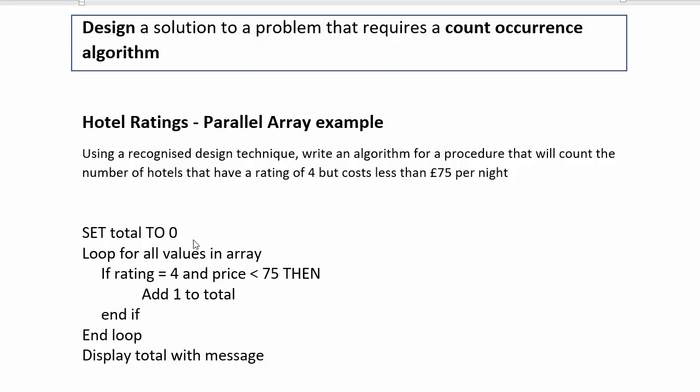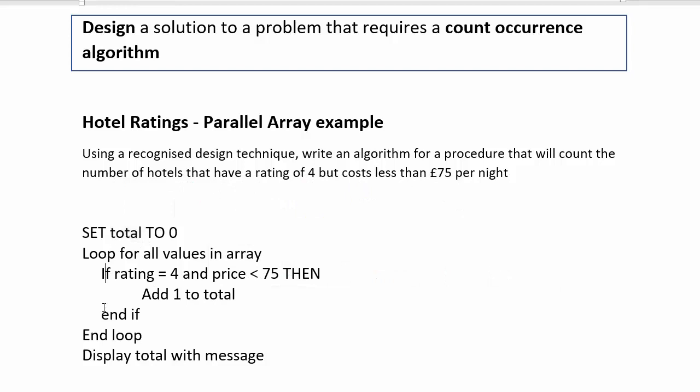Okay, what we then do is we just loop through all the values in the array, and remember it is pseudocode, so you can word it like that if you know how many elements there are in it. So if you know there's 100 hotels or 100 movies or whatever, you can just say look for all 100, but it's fairly flexible. So you've got the fixed loop, start and end. You've then got your if statement, and this is your condition. If your rating's 4 and the price is less than 75, then add 1 to total. Okay, so that's where your total is.